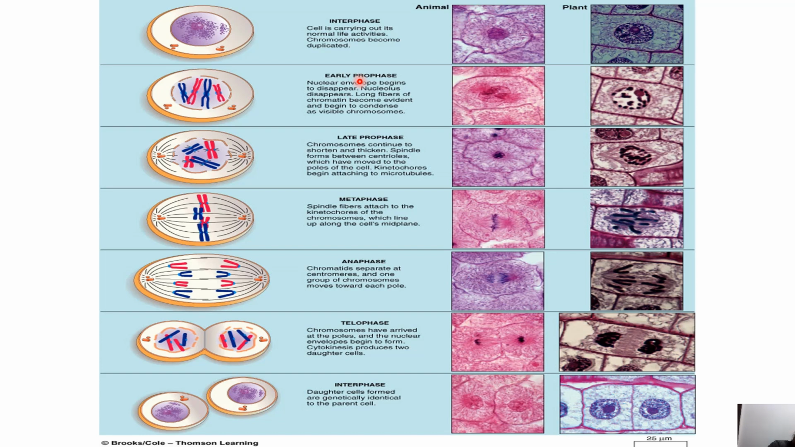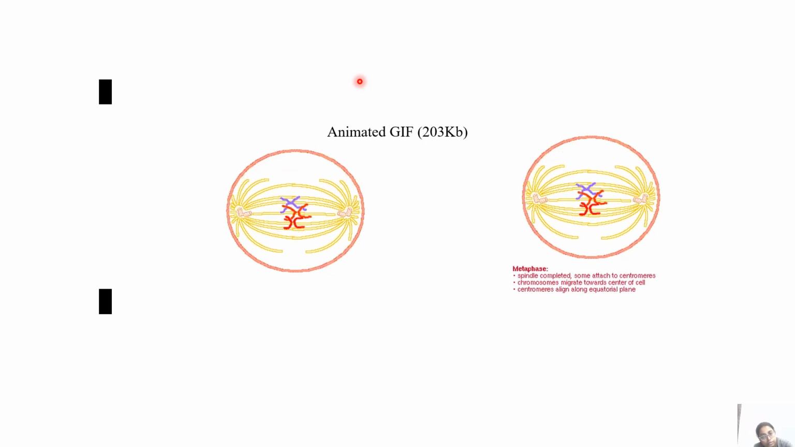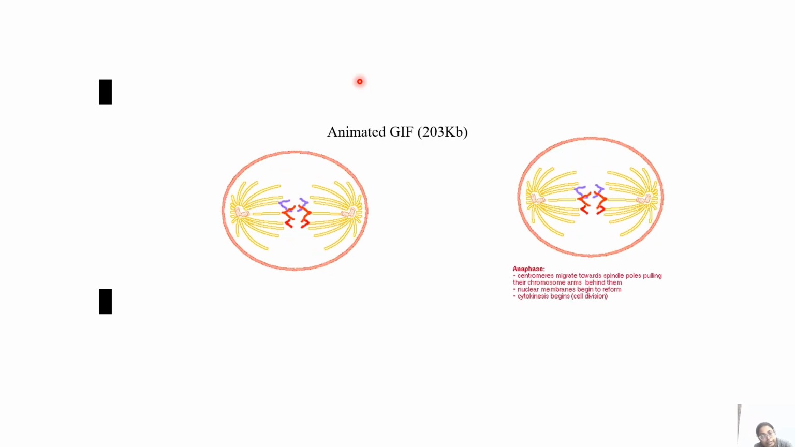In metaphase, spindle fibers attach to the kinetochores of the chromosomes which line up along the cell's midplane. Chromatids separate at centromeres and one group of chromosomes moves towards each pole. So chromosomes have arrived at the poles and the nuclear envelope begins to form. Cytokinesis produces two daughter cells, and in interphase the daughter cells formed are genetically identical to the parent cell. So there are images, if you can see. Very beautiful animation I have collected from somewhere.